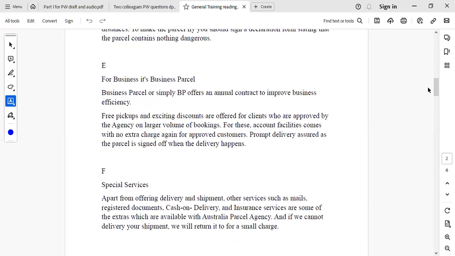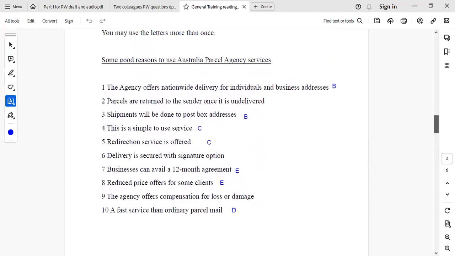Okay. For those, account facilities comes with no extra. I'm reading E. For these account facilities comes with no extra charge again for approved customers. Prompt delivery assured as the parcel is signed off when the delivery happens. Absolutely. Now you have signed off signature. Where is it? We're talking about signature here. Secured, signed off with security. Oh, so you have 3 answers, 6, 7, and 8. Perfect. See, order is shuffled. You're getting the answers in a random, shuffled manner. So 2 and 9 is a focus here.